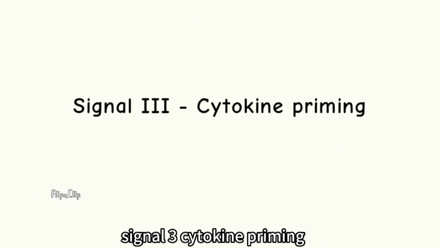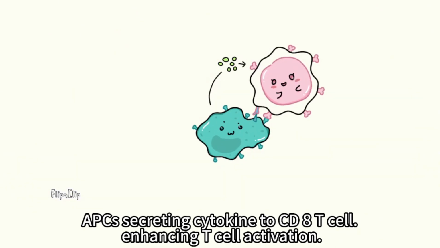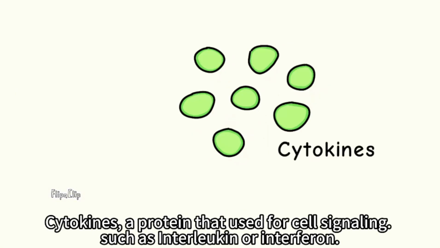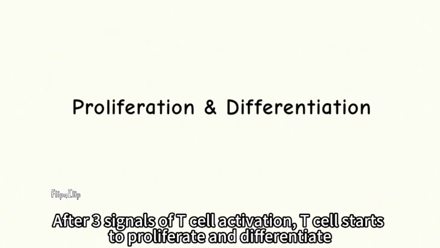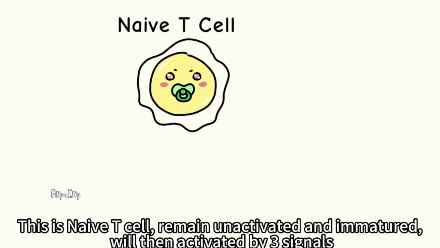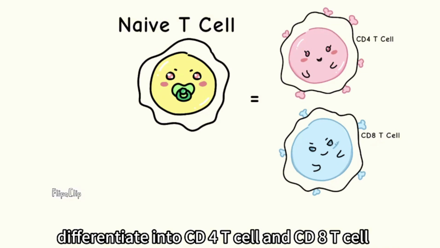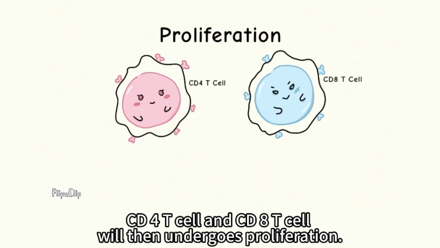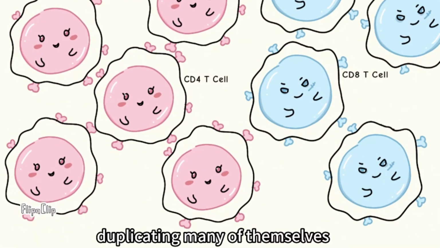Moving on, signal 3, cytokine priming. APCs secrete cytokines to CD8 T cells, enhancing T cell activation. Cytokines are proteins used for cell signaling, such as interleukin or interferon. After the three signals of T cell activation, T cells start to proliferate and differentiate. This is the naive T cell, unactivated and immature, which will then be activated by the three signals and differentiate into CD4 T cells and CD8 T cells. CD4 and CD8 T cells will then undergo proliferation, duplicating many copies of themselves.